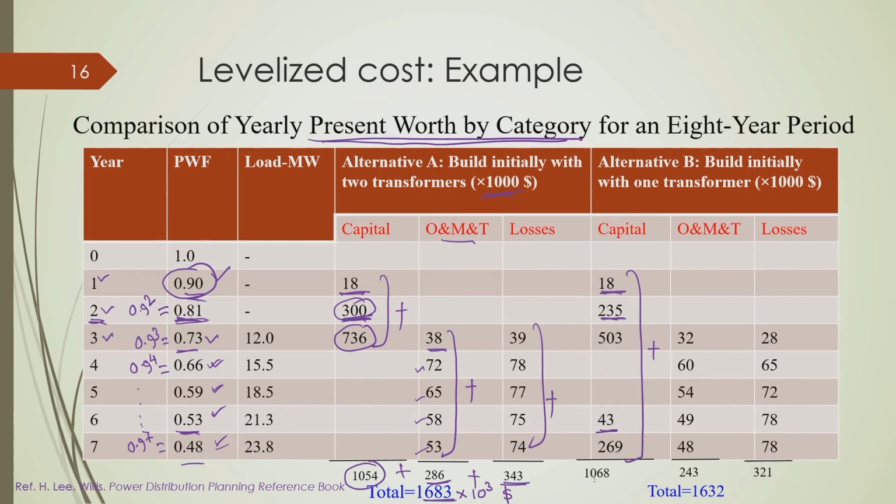Okay. So, if you add up all these things, this will give you 1068 multiplied by 10 to the power 3. Similarly, if you add up all this, you get 243. If you add up all this cost of energy losses, you get 321. Then you add up all these 3 in order to get the total present worth planning cost, which is 1632 times 10 to the power 3 $.